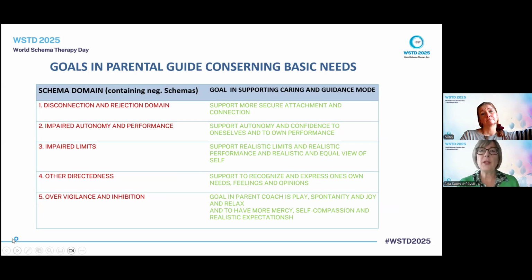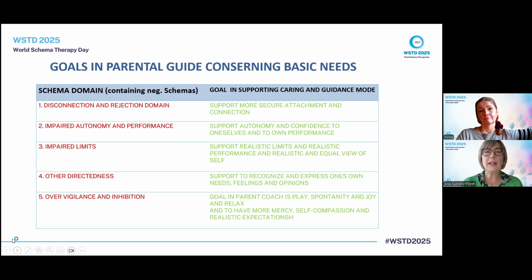Okay, what are the goals in parental guidance concerning the child's basic needs? Somehow we have like two foci in parental guidance. We have the goal that the parent would support her or his child's basic needs. But of course, we also want to support the parents' own needs to be met.